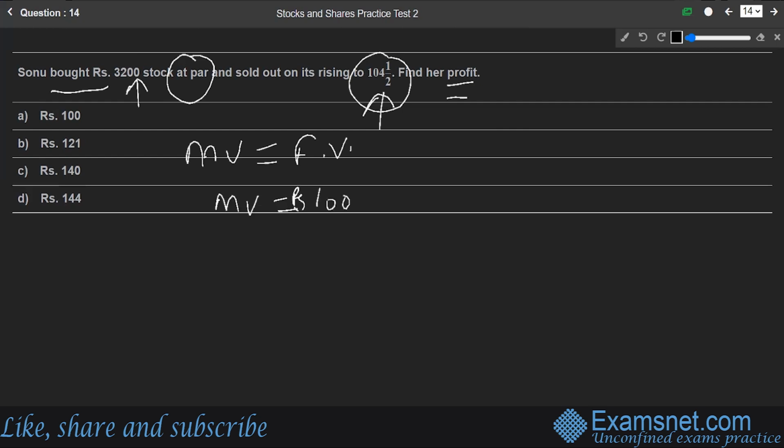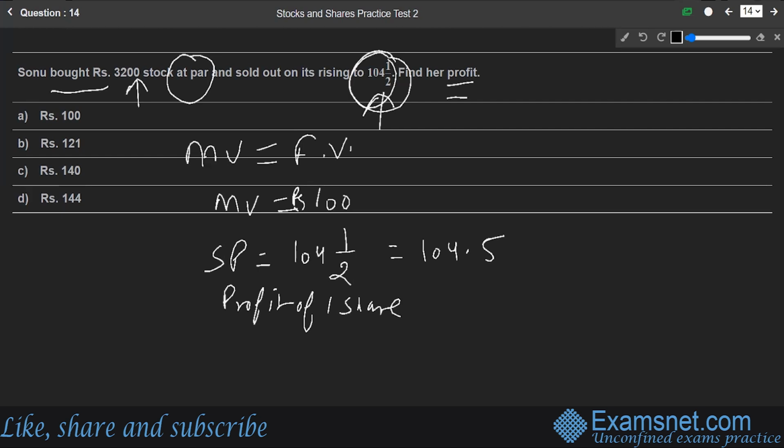So this is the market value of each stock, and they waited for the stock to rise till 104 1 by 2. So the selling price is 104 1 by 2, that is 104.5. So what is the profit on each share? Profit on one share is the selling price minus the market value, that is 104.5 minus 100, which clearly becomes 4.5 rupees, or 9 by 2 we can say.